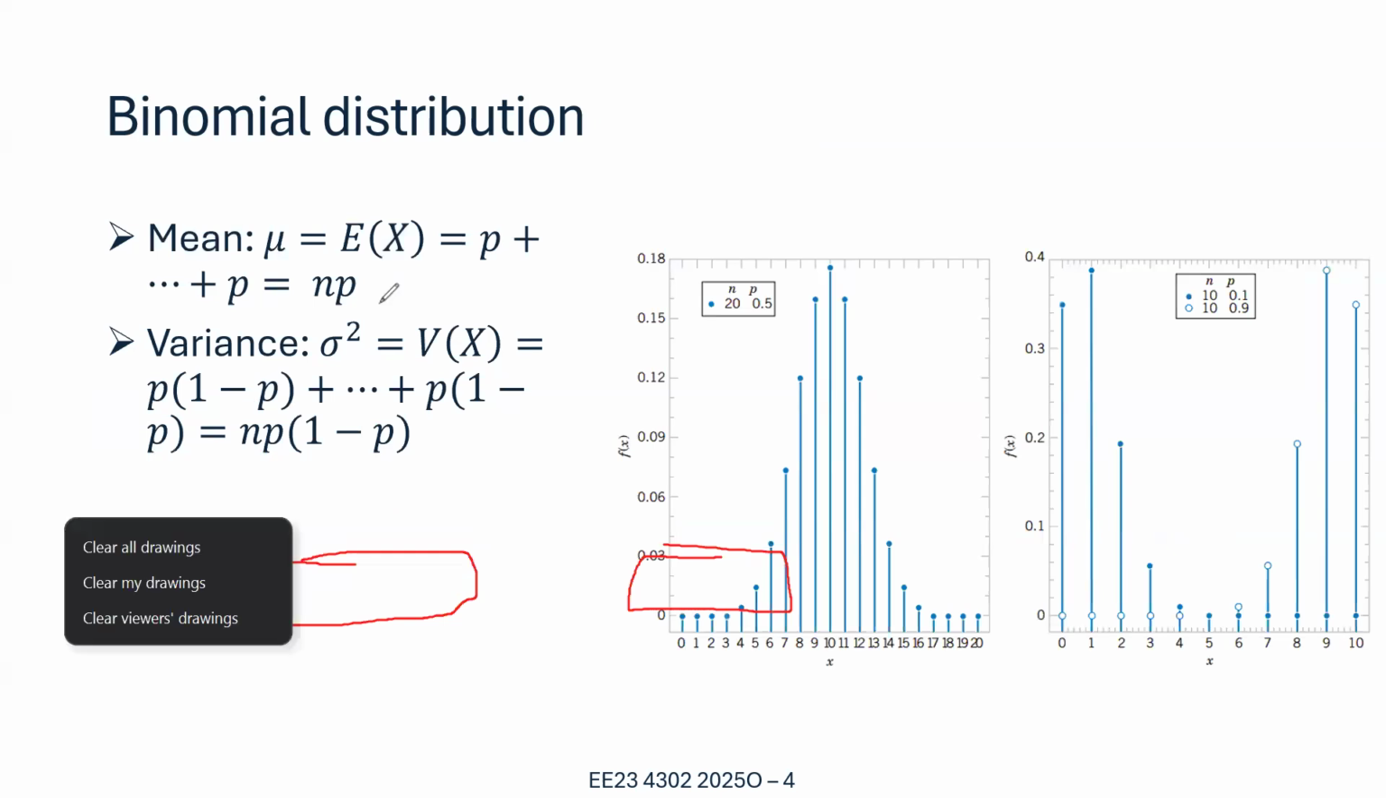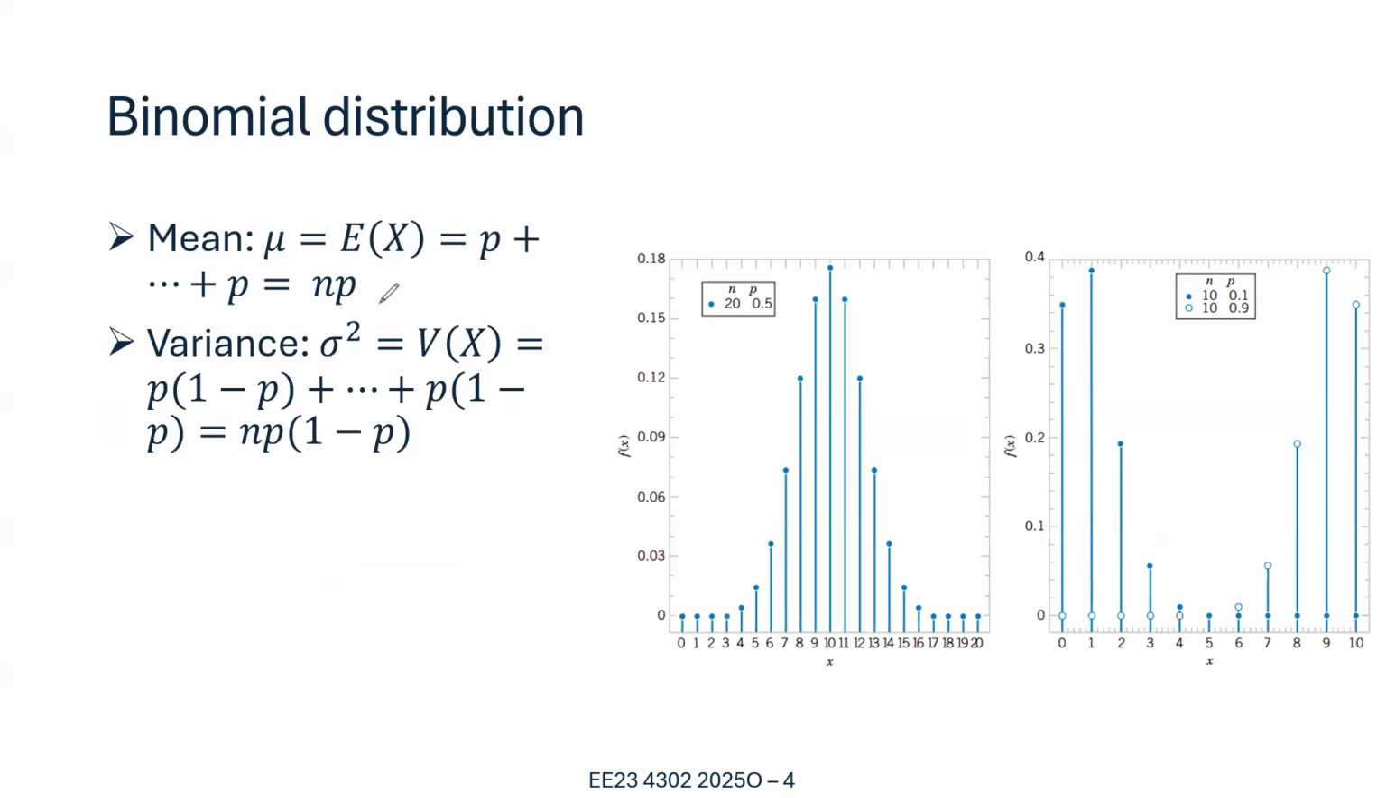And this is the mean and the variance of the binomial distribution. If we look at the definition of the mean, we have x times f(x), and here the probability of getting a success in one trial would be p. So if we perform the trial n times, we will get n times p.